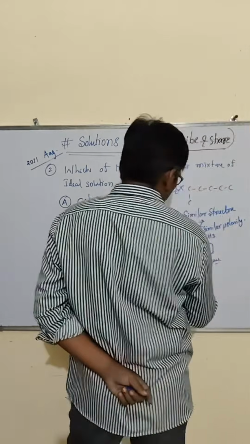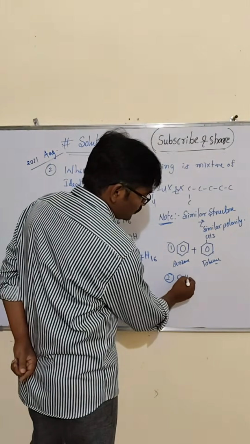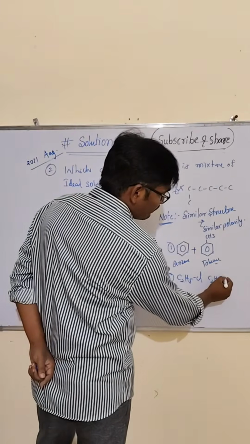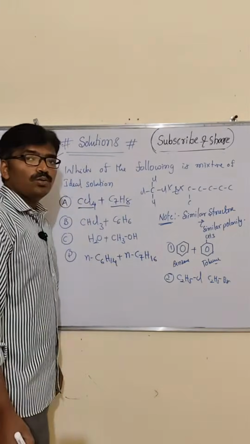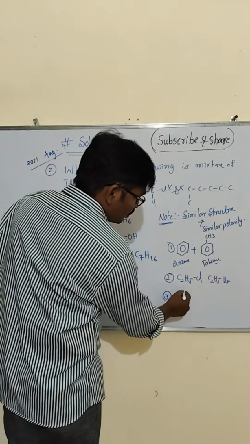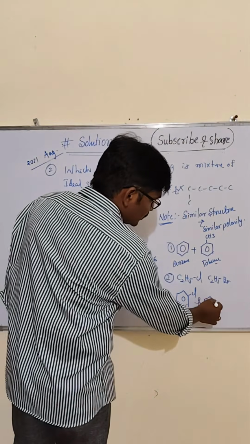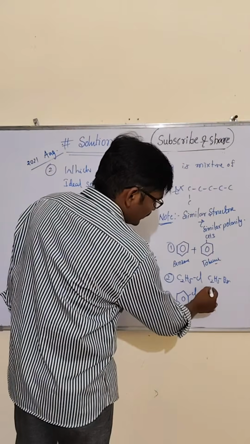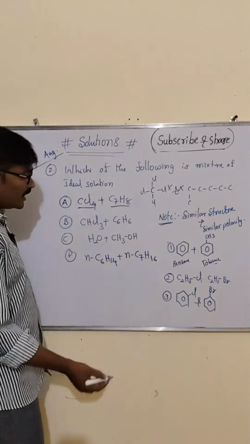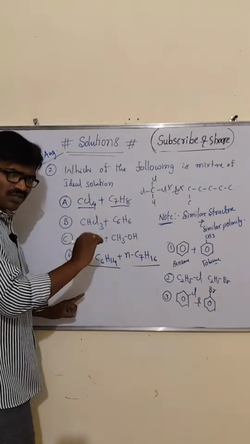One more example I will give you: ethyl chloride, C2H5Cl, and ethyl bromide, C2H5Br, which is also an ideal solution. Then another example: chlorobenzene, benzene attached with a chlorine, and bromobenzene, benzene attached with a bromine, which also acts as an ideal solution. Then one more example, hexane and heptane, which have almost the same structures.